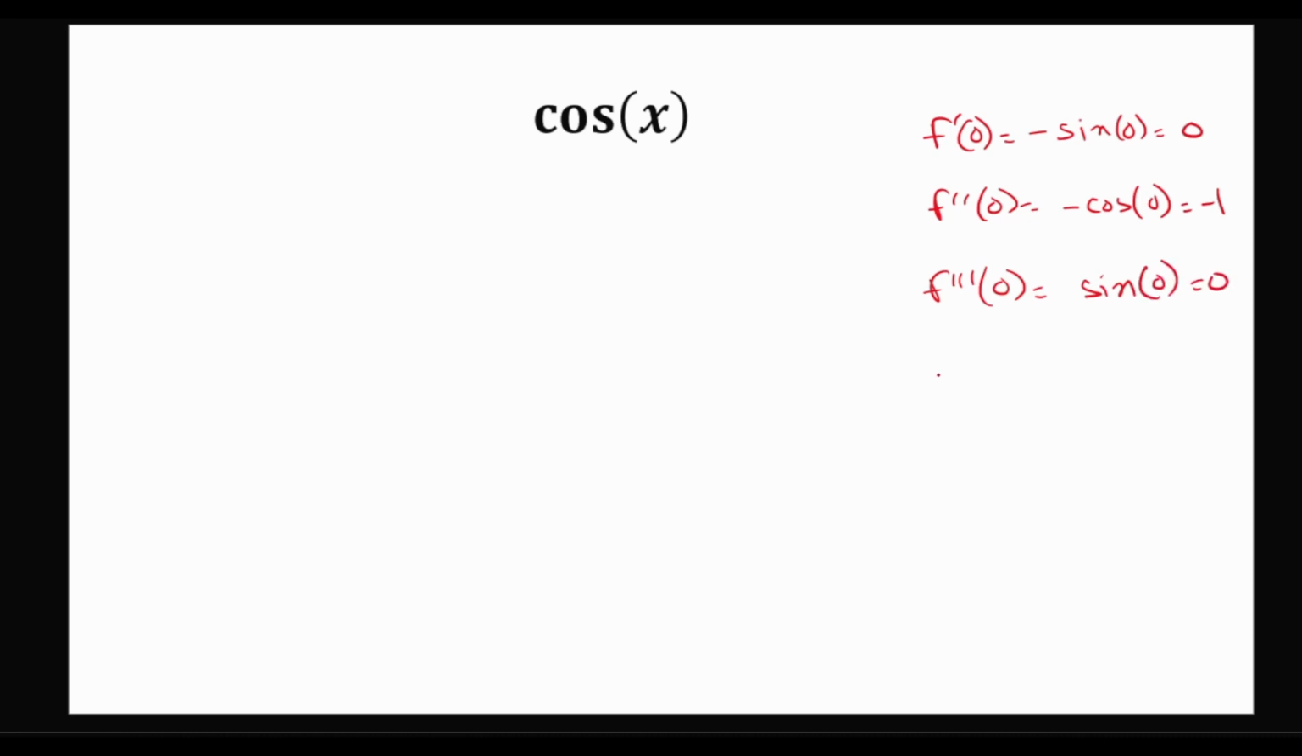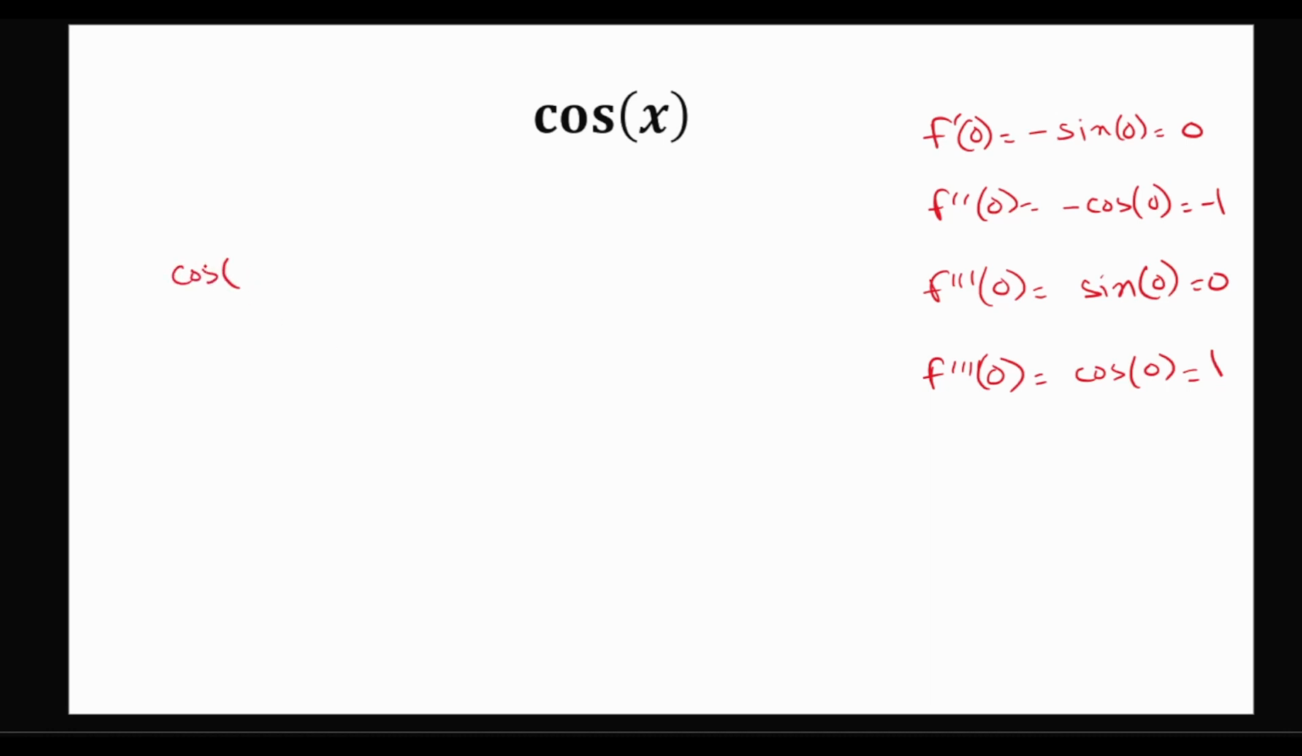Now we do the same with cosine of x. First we will need the first few derivatives of this. So the first derivative, minus sine of 0, would be 0. F double dash of 0 would be minus cosine of 0, which would be minus 1. Then f triple dash of 0 would be sine of 0, again 0. And then the fourth derivative would be cosine of 0, equal to 1.